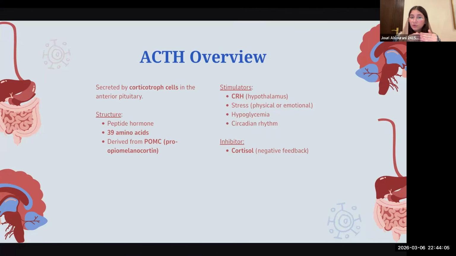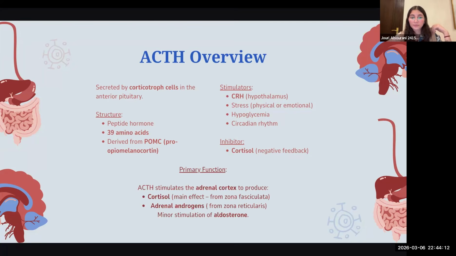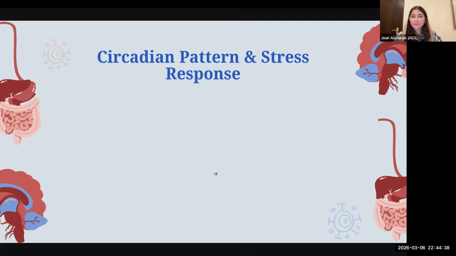It's a negative feedback because we're going to be producing cortisol, and it's going to go back to the hypothalamus and the pituitary to inhibit ACTH again. And the primary function of ACTH is to basically stimulate the adrenal cortex to release cortisol. That's the main effect. This is from the zona fasciculata of the adrenal cortex. We also have the release of some adrenal androgen from zona reticularis and aldosterone. But the most important one is cortisol. This is the main effect of ACTH.